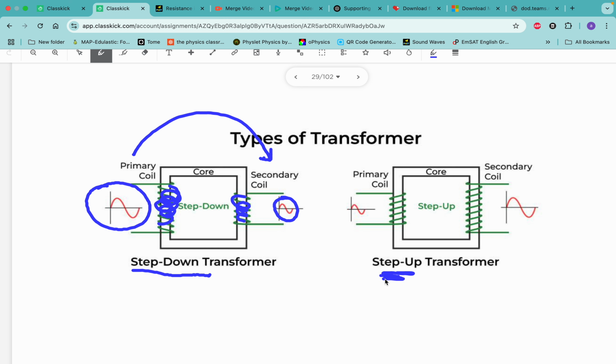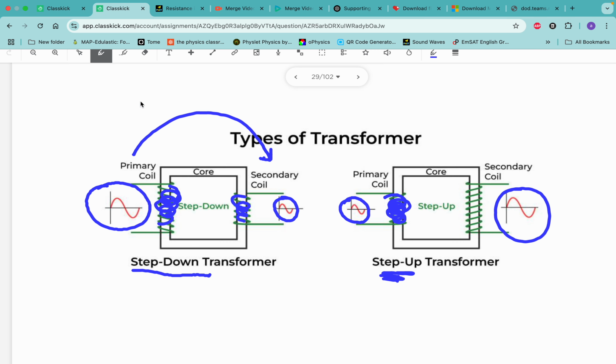While step up is something different, it's completely opposite. It starts with a small voltage. This voltage will be increased, which means that the primary coils will be fewer than the secondary coils.